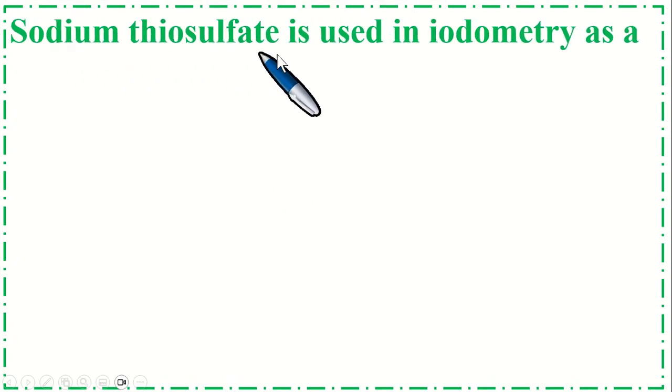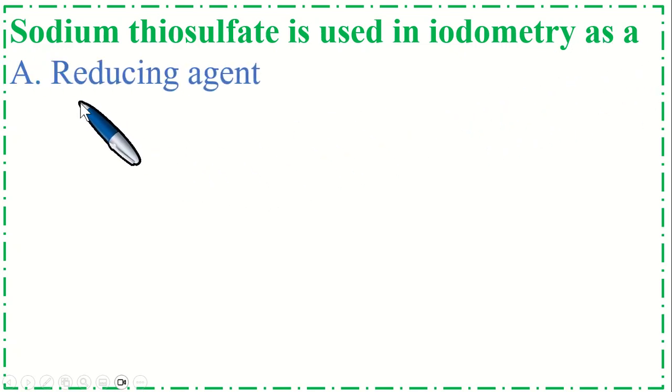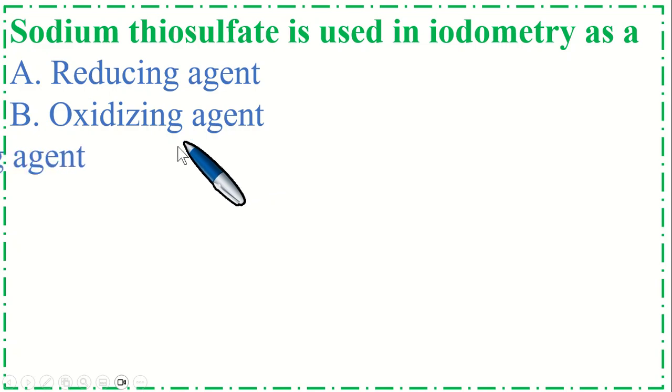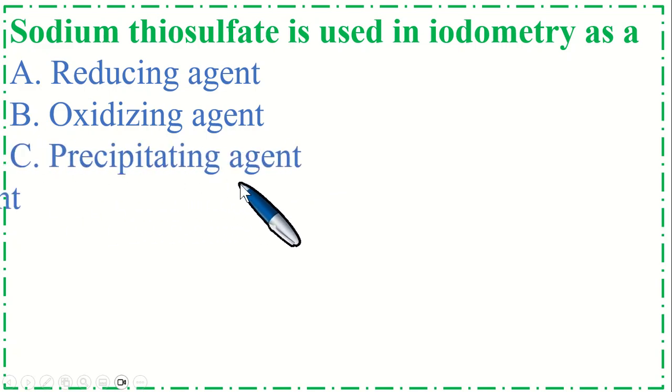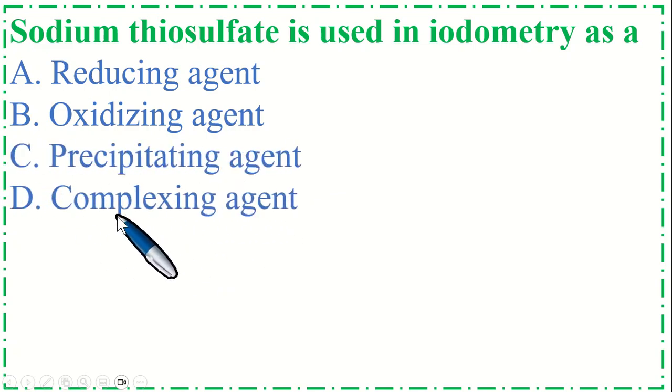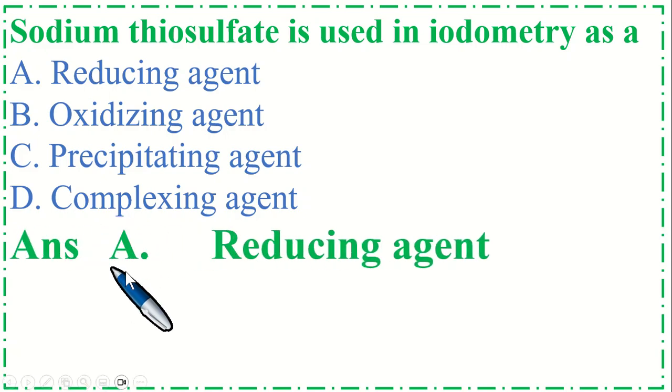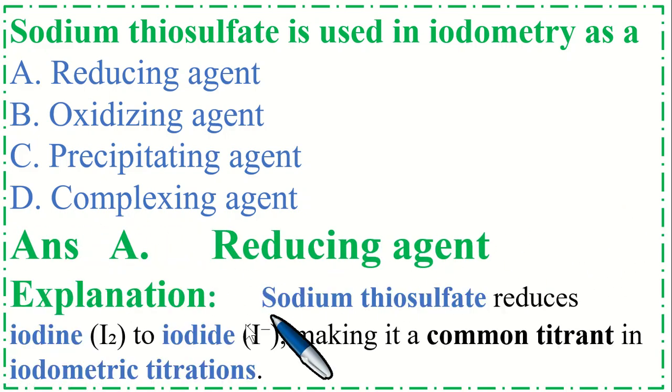Sodium thiosulfate is used in iodometry as? Option A, reducing agent, B, oxidizing agent, C, precipitating agent, and option D, complexing agent. So the correct option is A, reducing agent. So explanation is, sodium thiosulfate reduces iodine to iodide, making it a common titrant in iodometric titration.